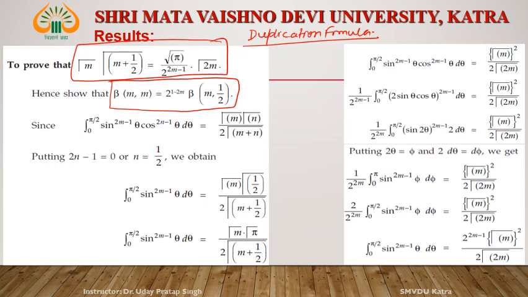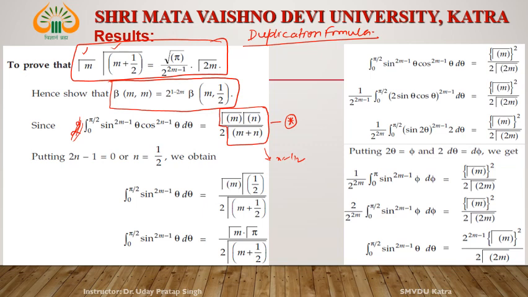So we know that this part is beta mn, so take this to the right hand side and it becomes beta mn. Write it as star. Now see the result. What do we have to show? We have to prove gamma m and gamma of m plus 1 by 2. How do we create gamma of m plus 1 by 2? If n becomes 1 by 2, then the denominator becomes gamma of m plus n by 2.